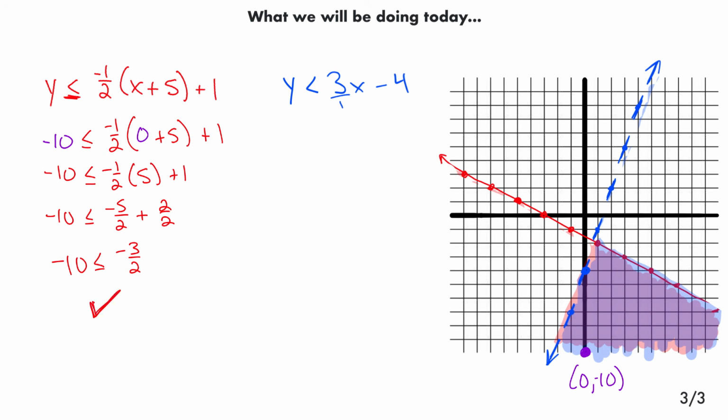For the blue equation, it'll actually work out a little bit easier because there's no fractions involved. It'll be negative 10 is less than 3 times 0 minus 4. That means negative 10 is less than 0 minus 4. Negative 10 is less than negative 4. It also works for the blue equation. Therefore, the purple dot is in the shaded region.